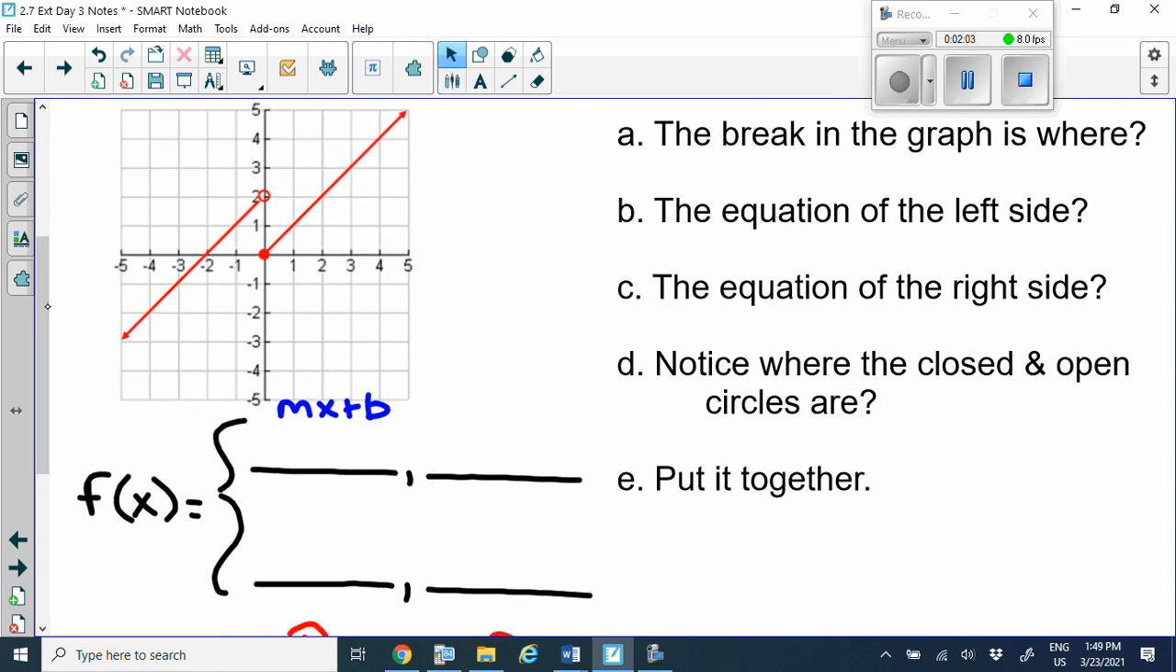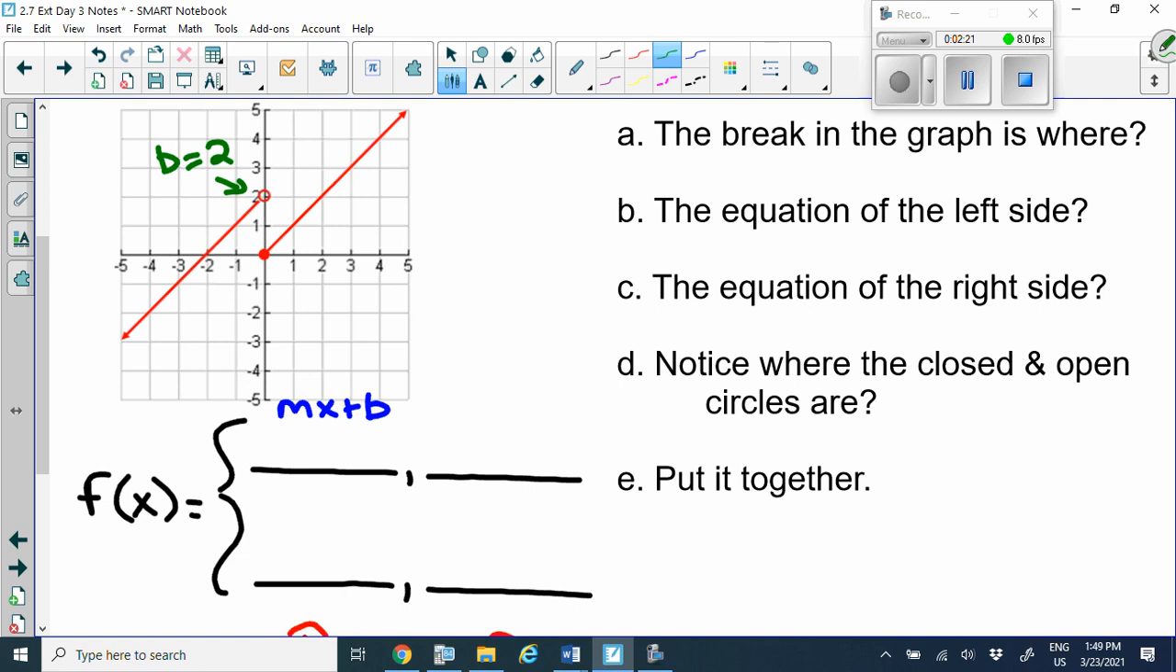Okay, I'm going to go ahead and start with our line that has the open circle. So first, let's determine, well, what is the y-intercept? Where does this graph cross the y-axis? Well, it crosses at 2. So my b value is 2.